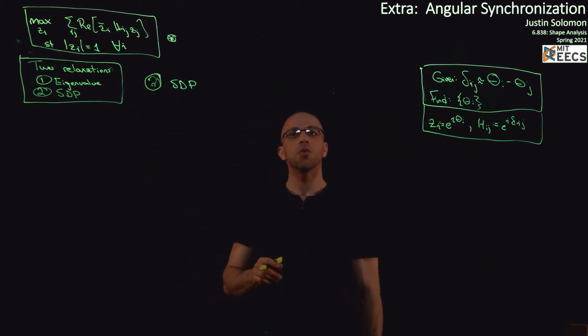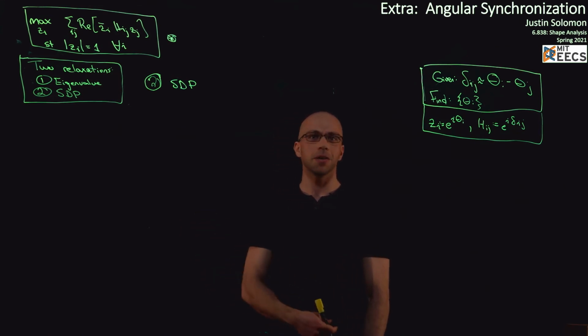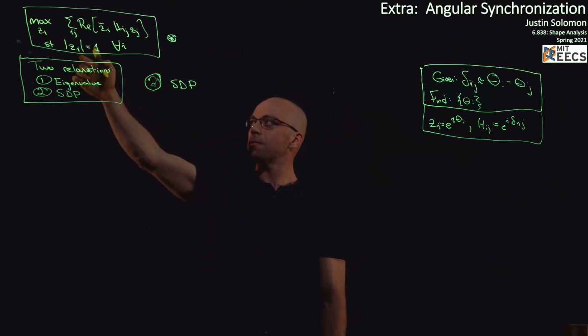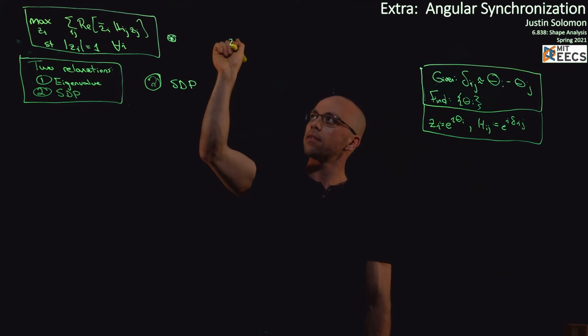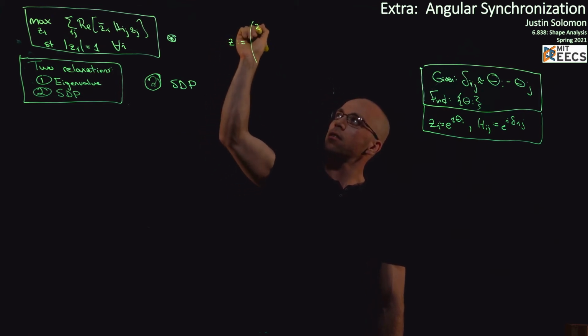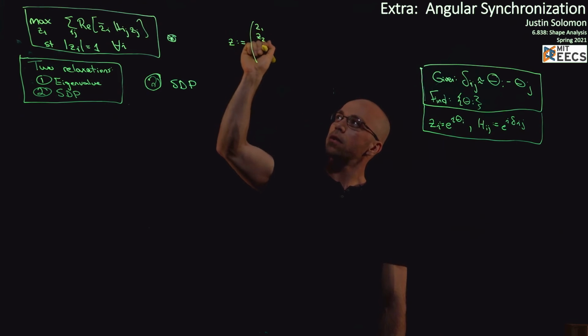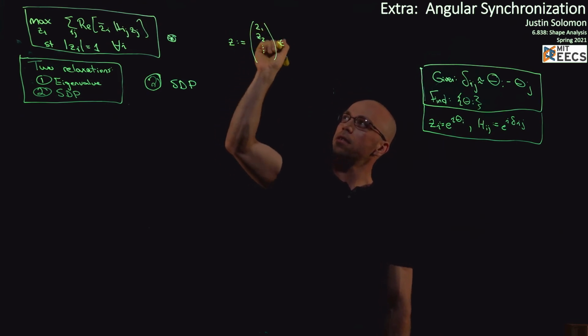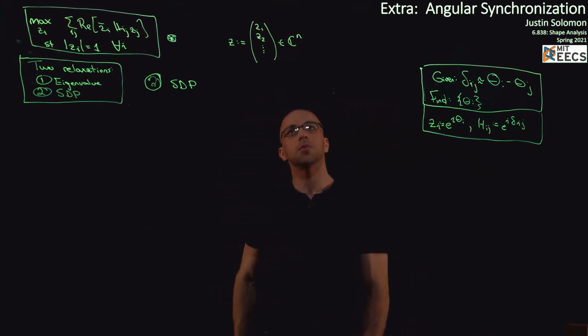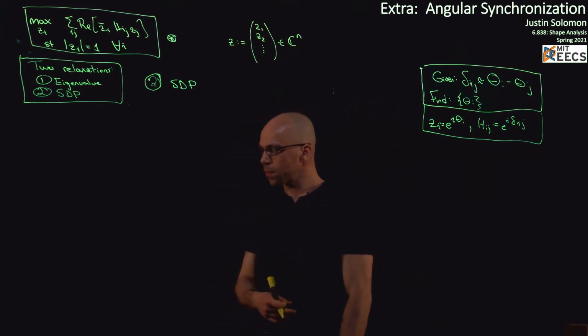Okay, so once again, we're going to define 2 objects, one of which also appeared in our eigenvalue problem. We're going to take all of our complex numbers Z and stick them into one long vector. So we'll say that Z without the index is Z1, Z2, and so on. So it's a vector in C^n whose individual components are all unit length.